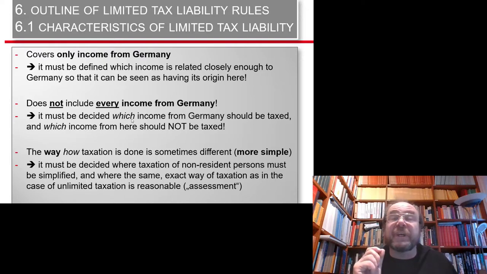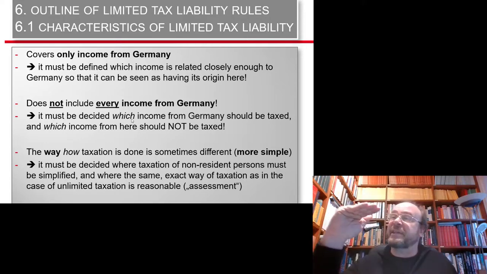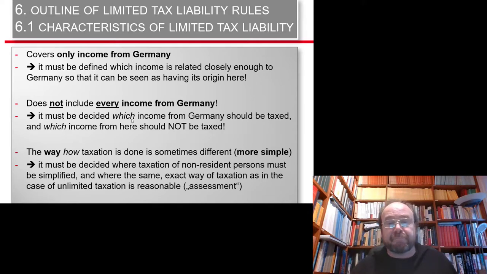defined in the tax laws which income is so closely related to the inland that it can be seen as inland income. Probably you can expect that the usual catalog of income, in our case in Germany the 7 types of income, is repeated, and then that it's specified for any type of income under which circumstances it can be regarded as coming from the inland. Then another aspect which can often be found is that limited tax liability sometimes does not cover every income which has been earned in the inland, but that the one or other kind of income is left out, although it has a clear connection to the inland.